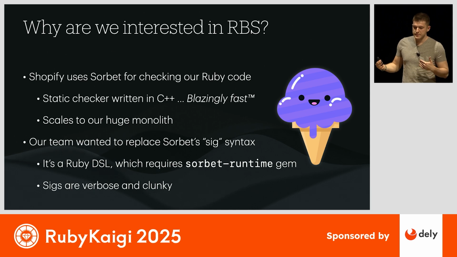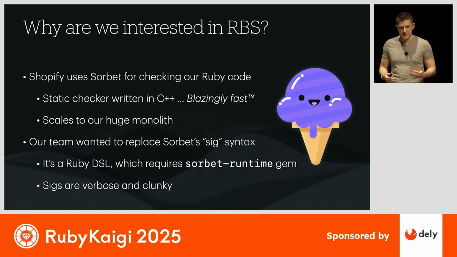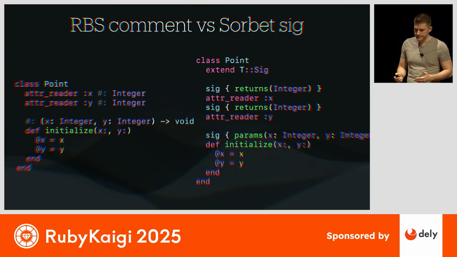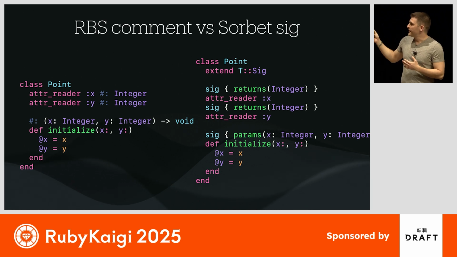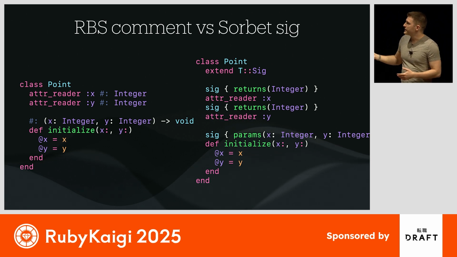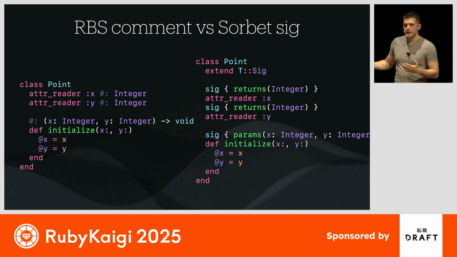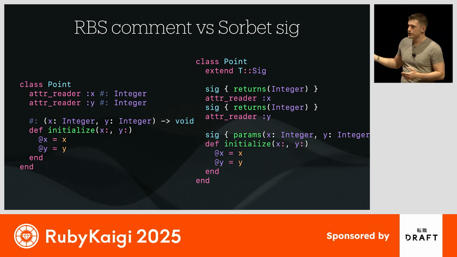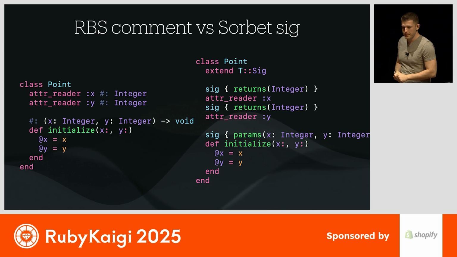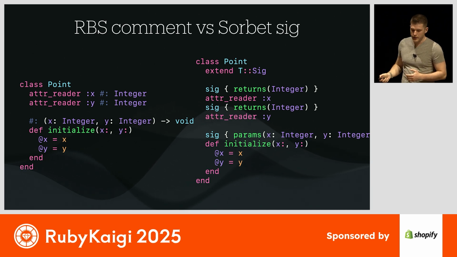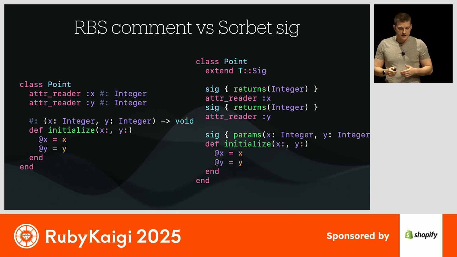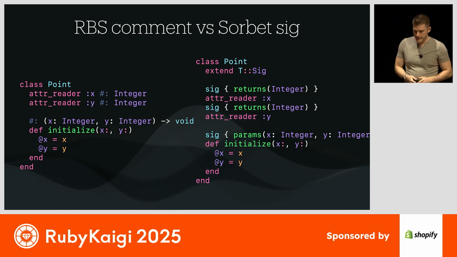Also, we found that SIGs in the Sorbet syntax are really verbose and clunky. Let me show you an example of that. On the left here, we have a point class that has its types expressed using RBS comments. And on the right, we have the exact same material expressed using Sorbet SIGs. You'll notice that you have all these method calls to SIG, which are passed a block. And within that block, various DSL methods are called, like params and returns, given various type objects as parameters. The SIG method has to actually be called at runtime, and that's where you see this extend T::Sig module being extended. And this has a runtime representation that we would like to get rid of, ideally.